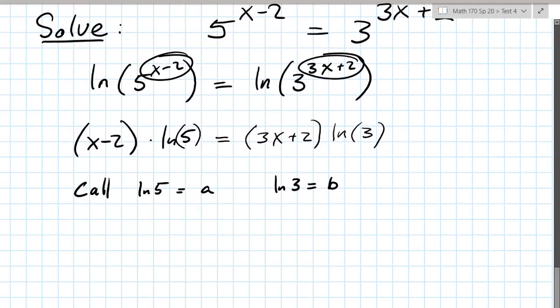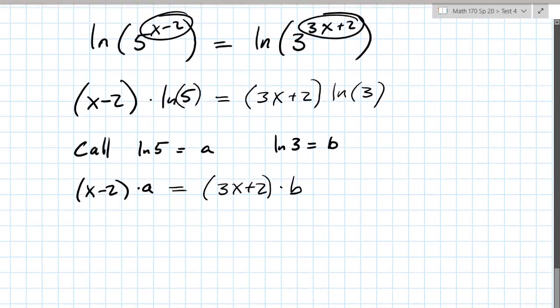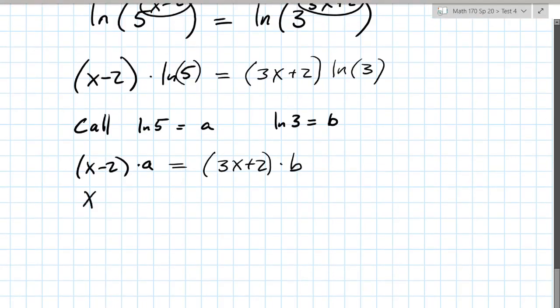So I've got to solve x minus 2 times a is equal to 3x plus 2 times b. We're realizing that a and b are just numbers. So we'll distribute a times x. 2 times a is equal to 3 times b times x plus 2b. Now we want all the x's on one side and all the numbers on the other side, so I'm going to add 2a to both sides, and I'll subtract 3bx from both sides.